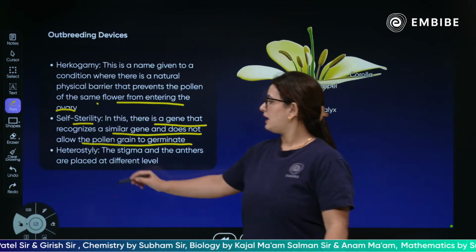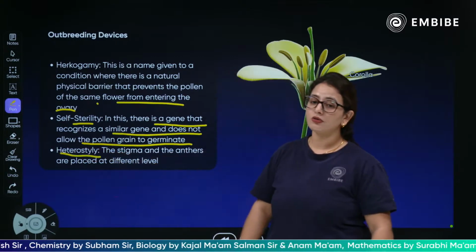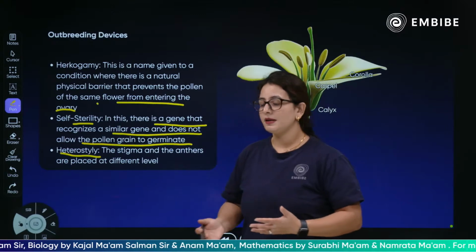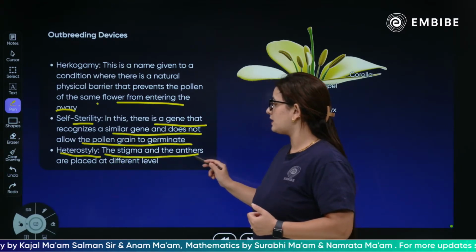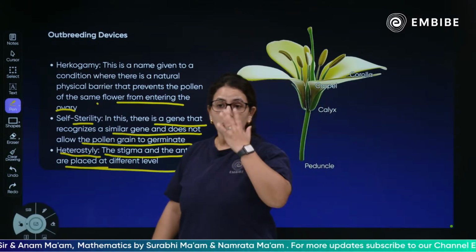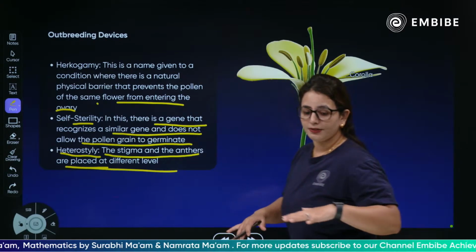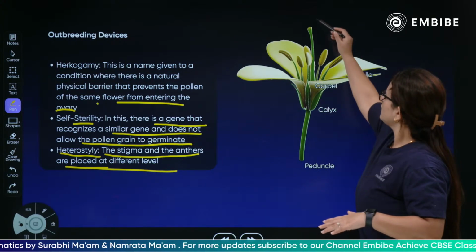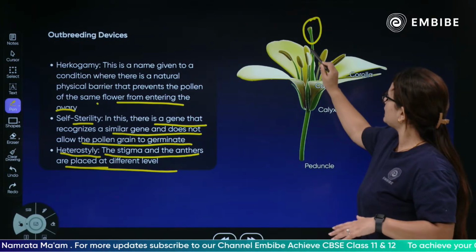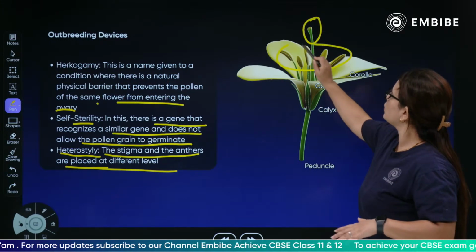Next is heterostyly. What is heterostyly? The name itself is very clear. It means the stigma and the anther are placed at different levels. They are not able to come in contact with each other. Can you see this, children? The stigma is at the higher level and the anther is at the lower level.